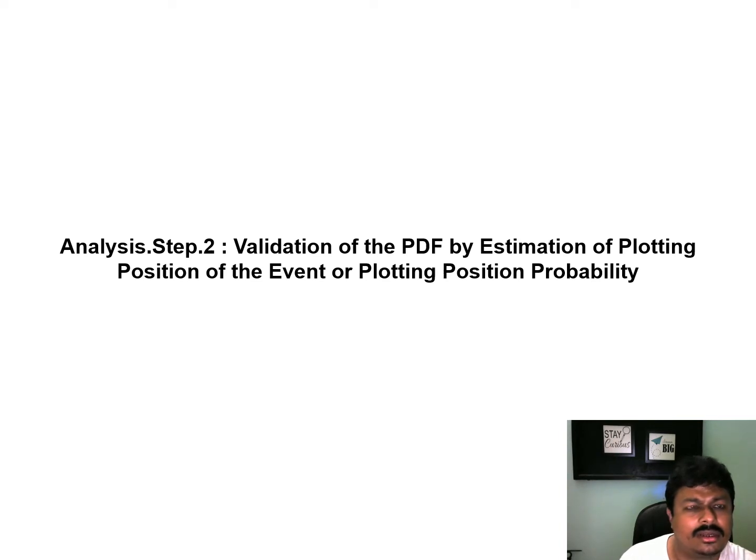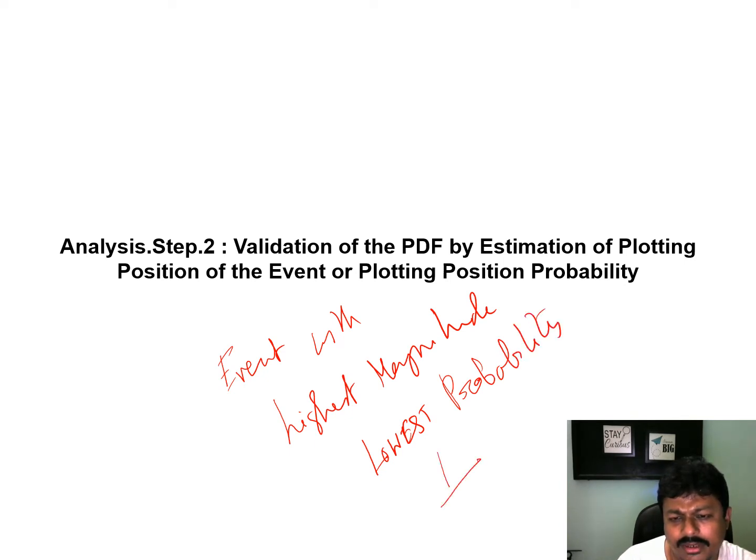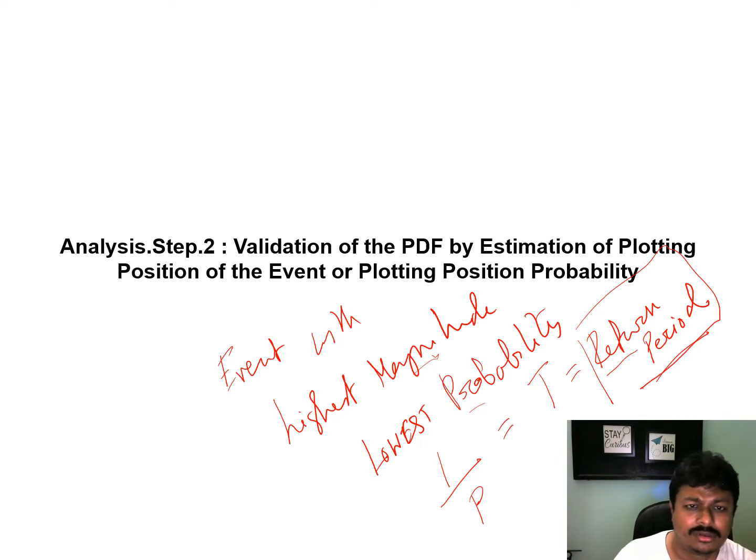So in this way you can see that the event with the highest magnitude will have the lowest probability. And if you invert this probability, you get the T, that is the return period. So automatically, a highest magnitude rainfall will have the lowest probability. However, it will also have a very large, long duration return period. Right? So this is actually the probability.